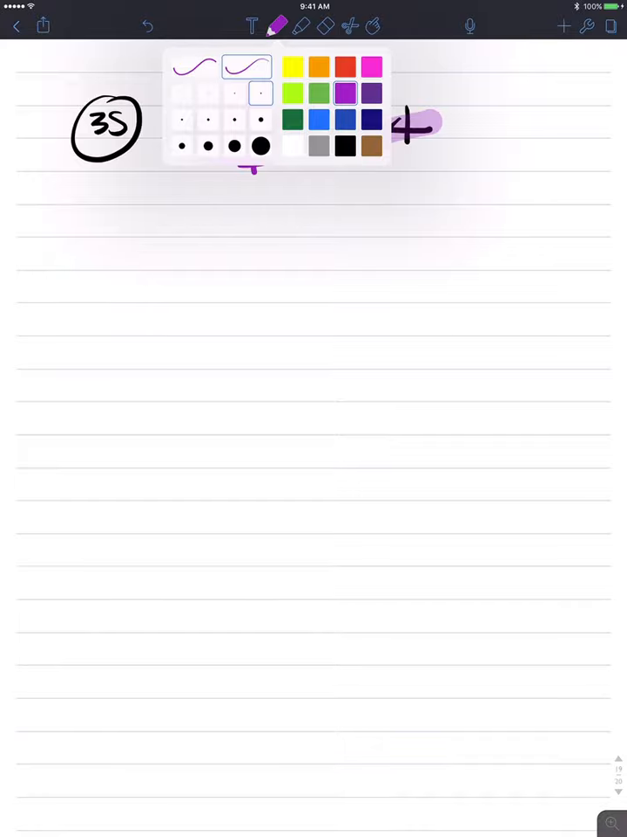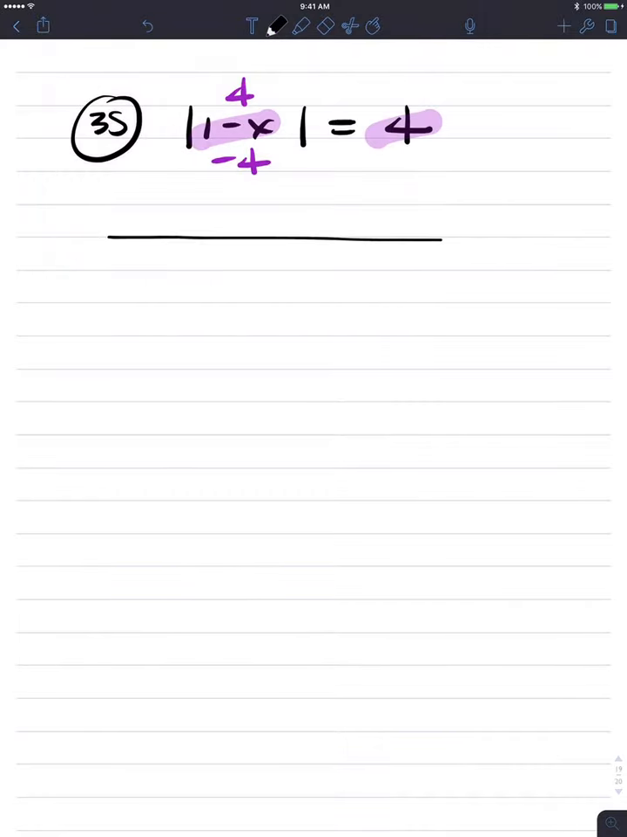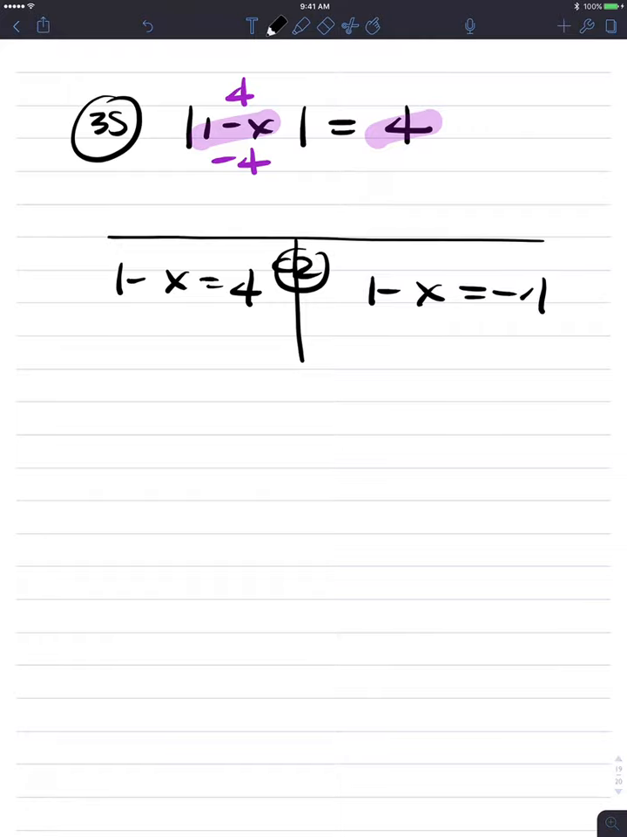Number 35, we have the absolute value of 1 minus x is 4. Notice this means 1 minus x is 4. In one case, it's positive 4. The other case is negative 4. Because the absolute value of both of these numbers is a positive 4. If we use our format, we have 1 minus x is positive 4, or 1 minus x is negative 4.